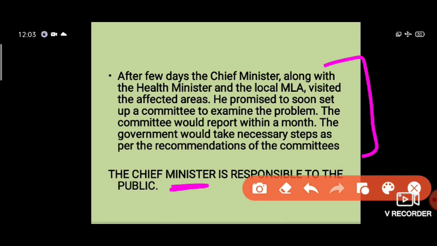He has appointed the Health Minister. He has appointed the Agriculture Department Minister. He has appointed the Education Minister. So here the Chief Minister will ask questions to these ministers. These ministers are answerable to the Chief Minister, and all together they are responsible for all the activities.